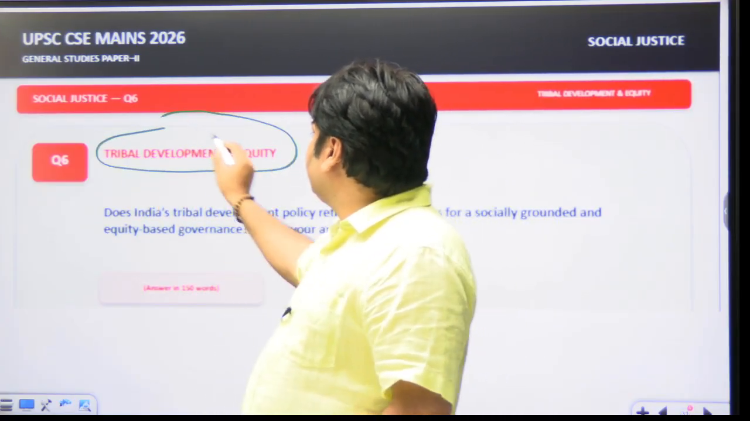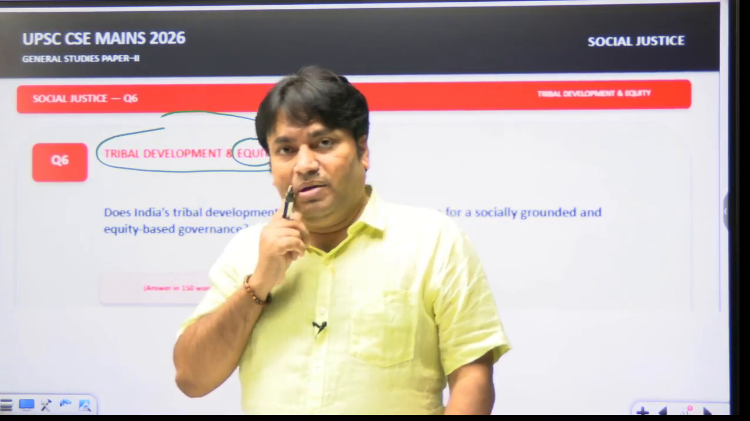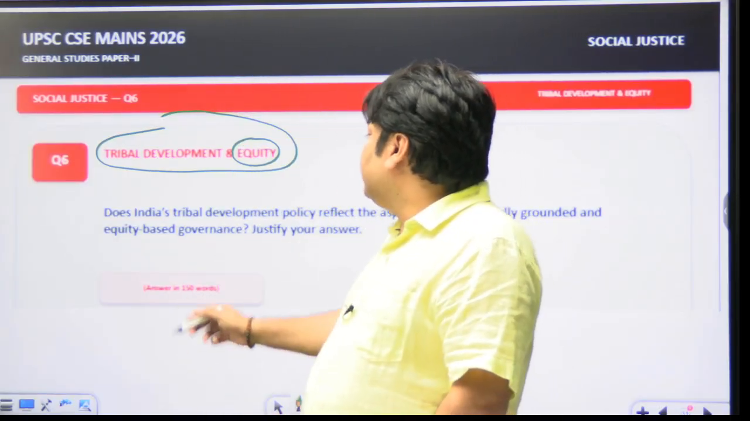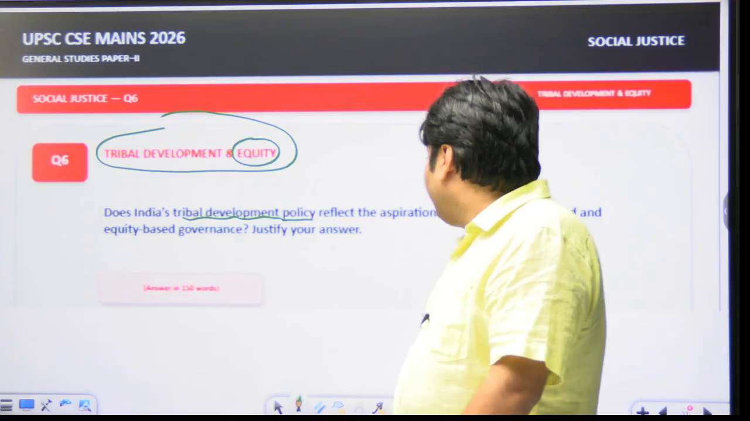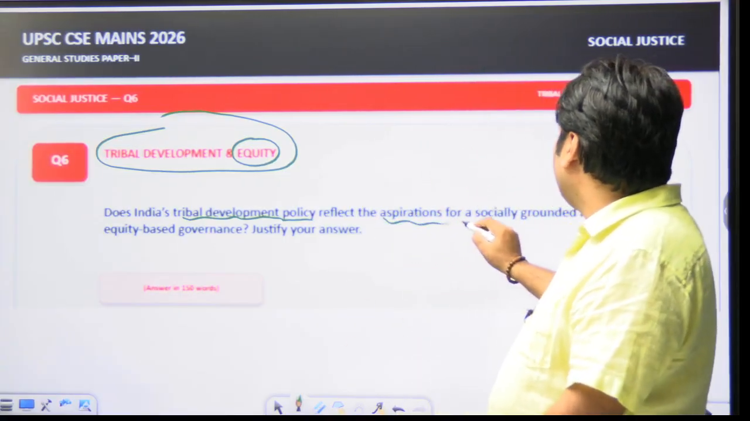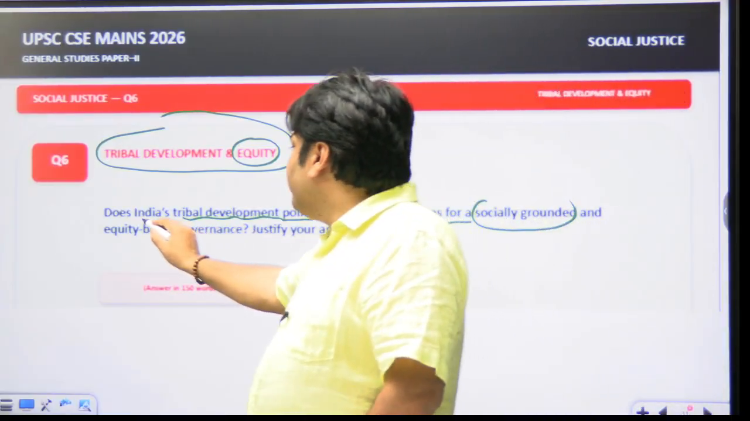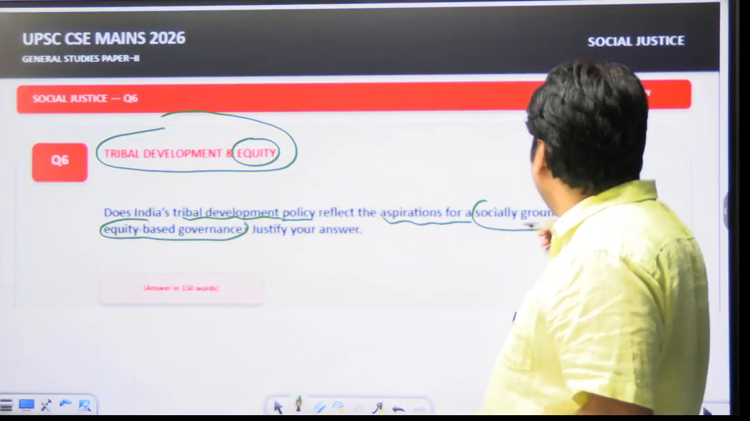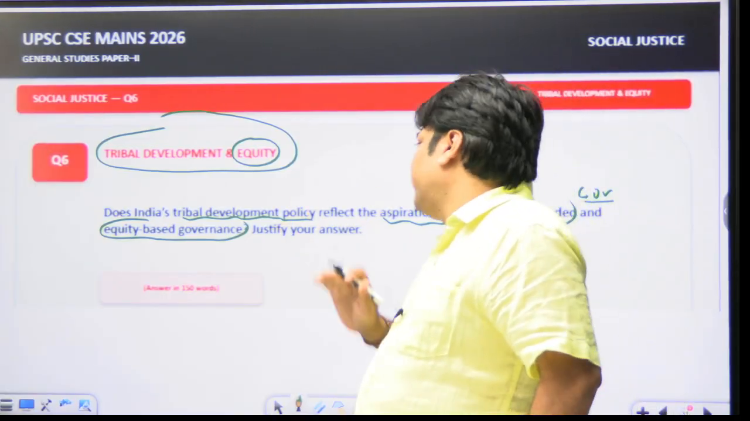Now highlight this word, equity. It has been repeated multiple times in your paper itself. And the question is asking, does India's tribal development policy reflect the aspirations for a socially grounded and equity based governance? So here two kinds of governance have been discussed. One is socially grounded governance and the other is equity based governance.